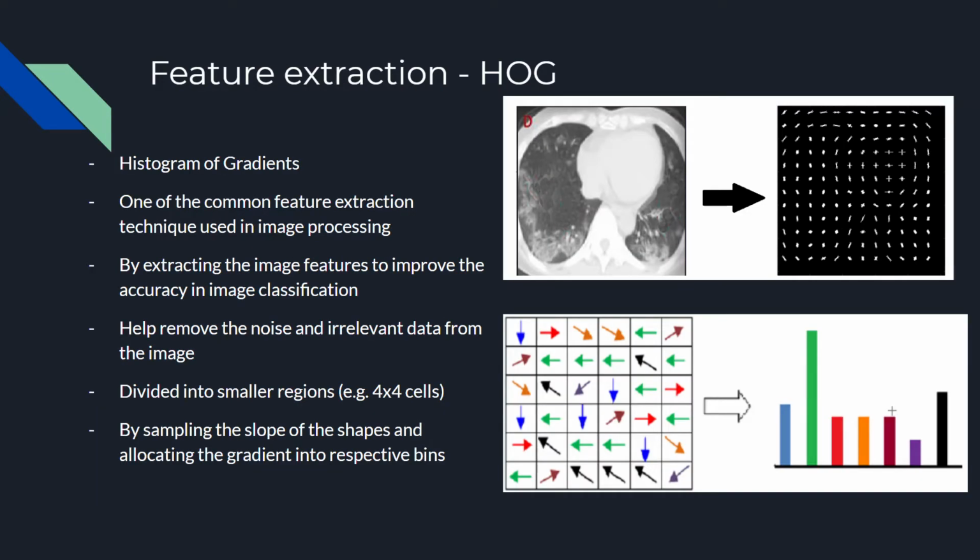Hello everyone, I'm HokHim Lai. In the following slides, I'm going to go through all the feature extraction methods that we use in the project. The first one is called histogram of oriented gradients. It is also known as HOG.